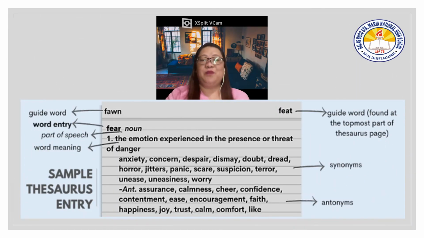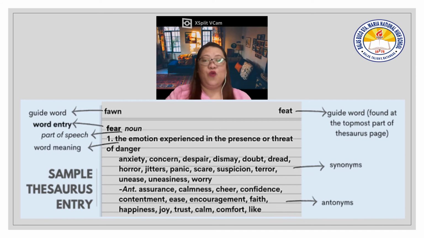Here is an example of a thesaurus entry in a dictionary form. Like in a dictionary, we have here two guide words. First, on the left column, that stands for the first word, and the second guide word on the right, which is the last word on that column. After these guide words, we have here the word entry, fear. Written after the word entry is the part of speech, which is noun. Right after this, we have the word meaning that states the emotion experienced in the presence or threat of danger.